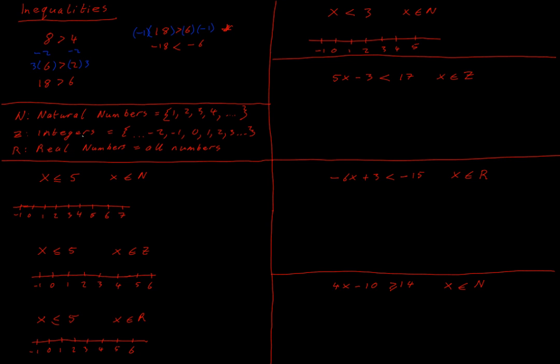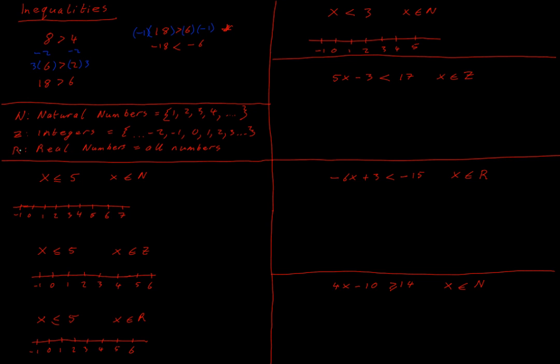Z stands for integers, and that's all of the positive and negative whole numbers and 0. So it includes -2, and it includes -1,000,000, and it includes 0, and it includes +10. So every whole number we can think of is an integer.